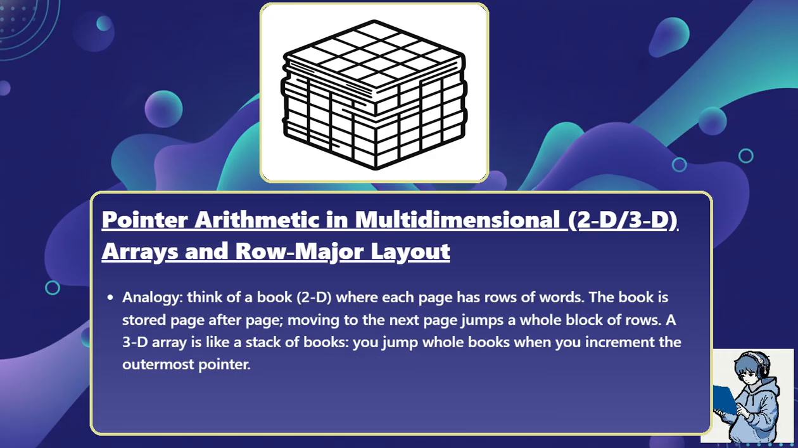Analogy: think of a book, two-dimensional, where each page has rows of words. The book is stored page after page. Moving to the next page jumps a whole block of rows. A three-dimensional array is like a stack of books. You jump whole books when you increment the outermost pointer.